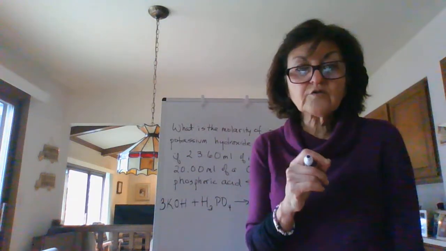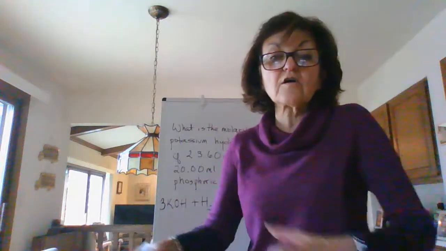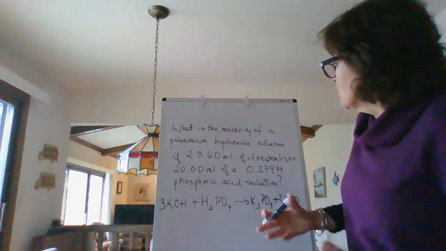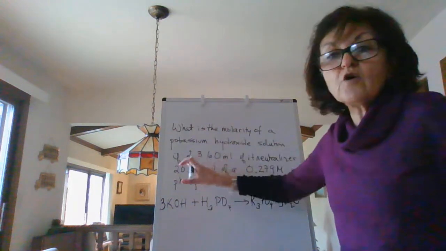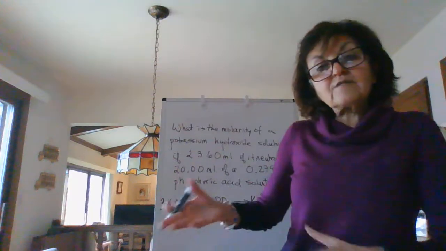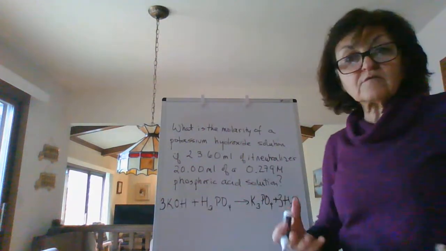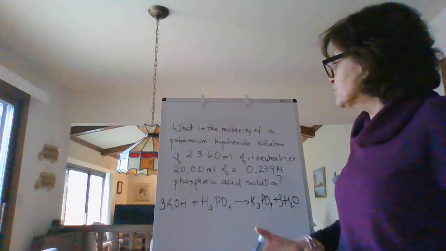If you remember what I told you guys in lab, never ever start with the thing you're looking for. Start with the thing that you know more about. All right. Which one do we know more about? What is the molarity of a potassium? So we don't know the molarity of potassium hydroxide. That's what we're going to try to find. So that means we know more about phosphoric acid. So we're going to start off with phosphoric acid information.